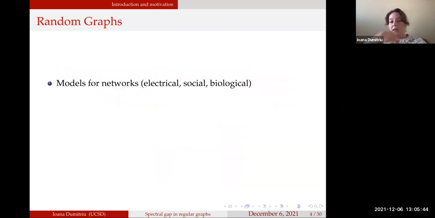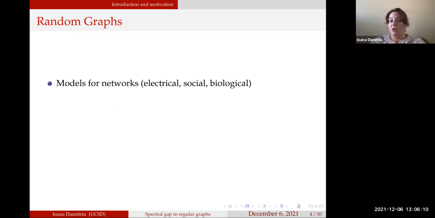Okay. So why are we interested in graphs, and especially in random graphs? Well, graphs have been used to model networks of all kinds, from electrical to social and biological, for a while. And it turns out that random graphs allow us to study properties that most networks have in some sense.